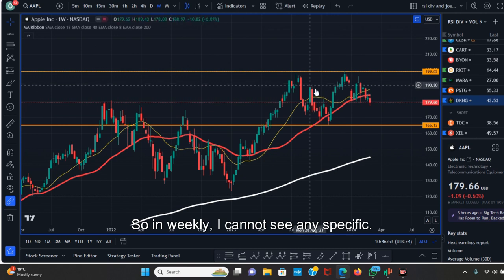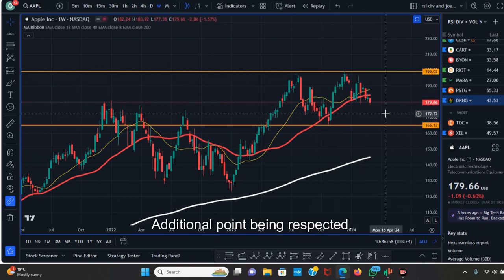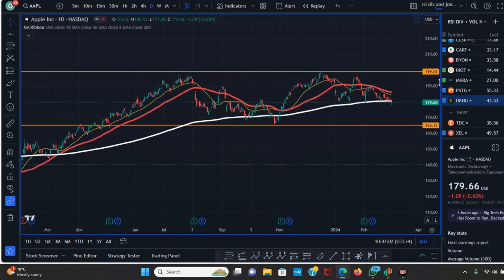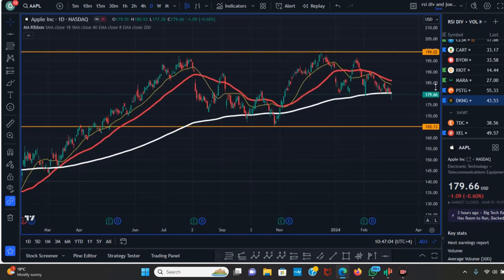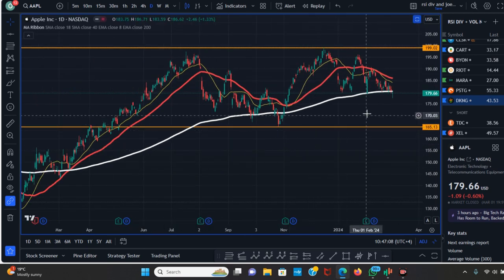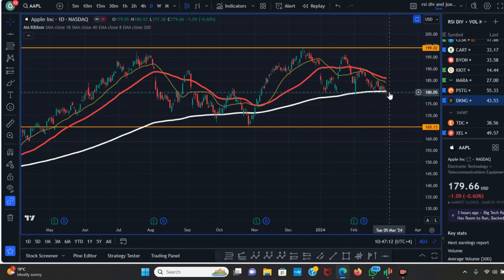So in weekly, I cannot see any specific additional point being respected. Let's go to daily. Let's use our mouse scroller and make the candles bigger. Let's see if I can find anything.